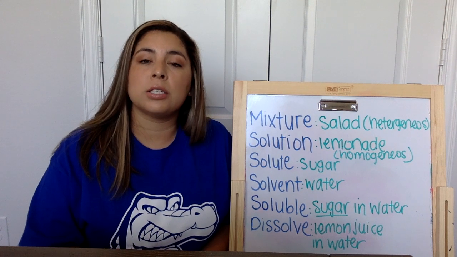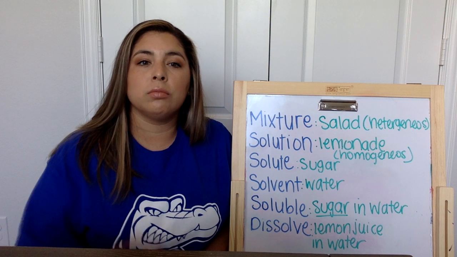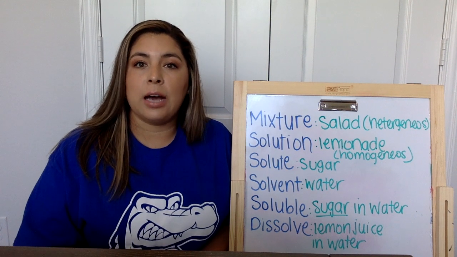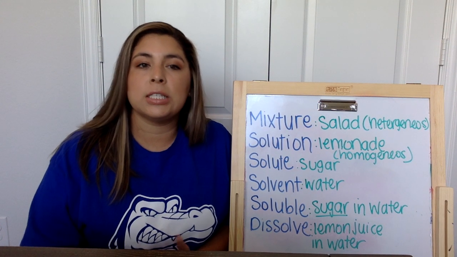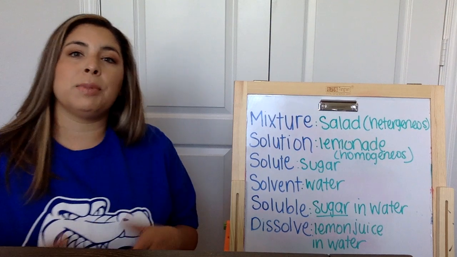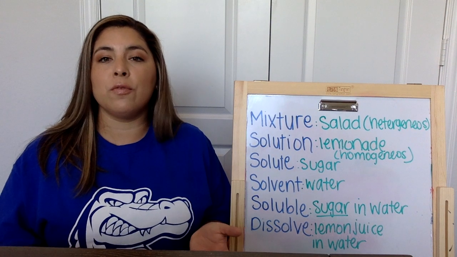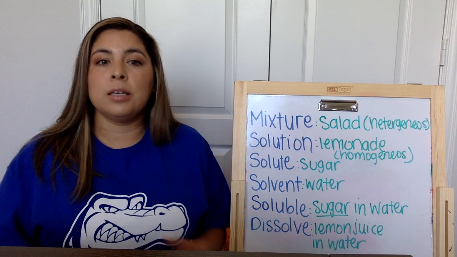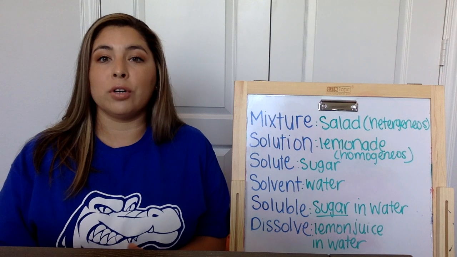And then when we go back to the heterogeneous example, well, that's all not mixed together. That's like your salad. That's the tomato, that's the onion, that's the lettuce or the cheese. Those things can't be mixed together to where you don't visibly see what's in there and what the ingredients are. So that's why a solution is always a mixture, but a mixture is never a solution.